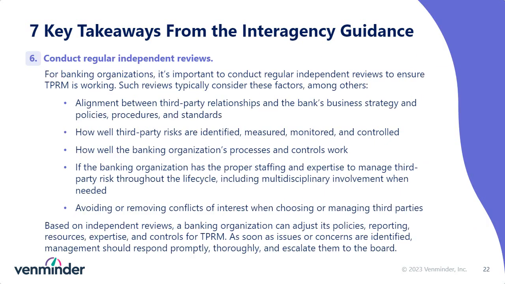Now, number 6 of the 7 key takeaways is all about independent reviews. We need internal audit, or even if we have to hire them, external auditors to come in and ensure that we have alignment between our third-party relationships and the bank's goals and objectives. We need to know that the risks are being well identified, measured, monitored, and controlled. They want to tell us how well these processes and controls are working and making sure that we have the proper staffing. This is so important, and I'm so glad that it's spelled out in the guidance. And also making sure there's no conflicts of interest when choosing or managing third parties.